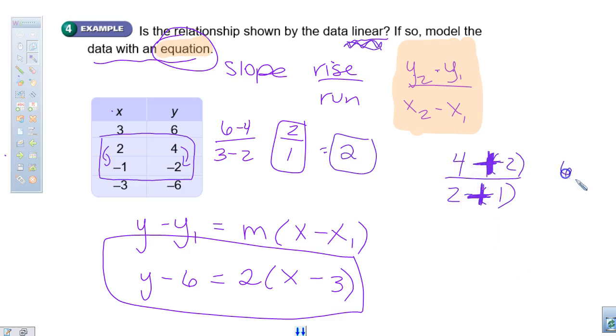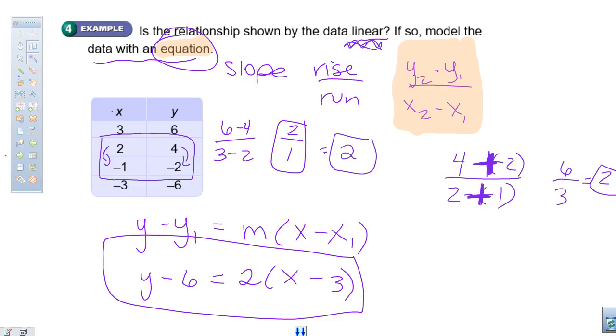4 plus 2 is 6. 2 plus 1 is 3. And 6 divided by 3 is 2. So we've just calculated our slope 2 different times using 2 different sets of points. We got 2 both times. Since we got 2 both times with the same slope both times, our data is linear.